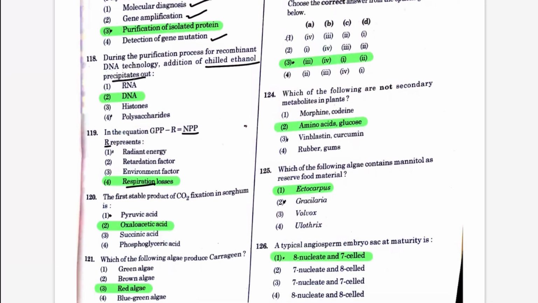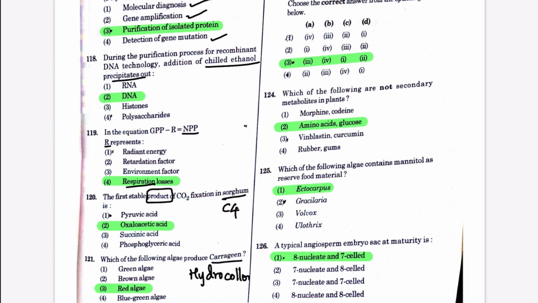Okay, right. The first stable product of carbon dioxide fixation in sorghum is, we know sorghum is a C4 plant, and the first stable product they have asked. So it is a C4 compound, which is nothing but oxaloacetic acid. Since the first product is a C4 compound, okay, so we call the cycle a C4 cycle, right? Okay, so which of the following algae produces carrageen? We know carrageen.